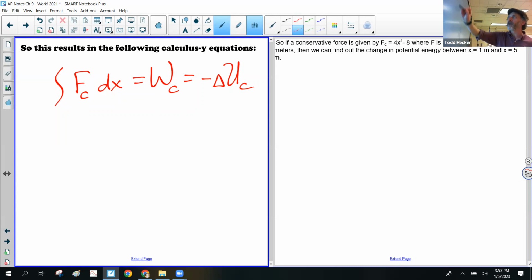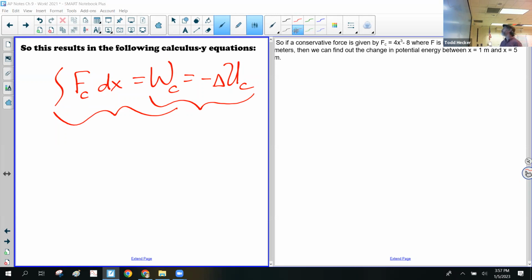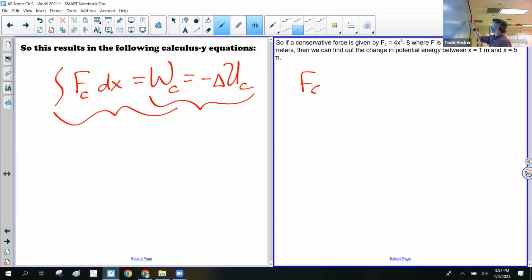I want to emphasize that we still have this property that if you integrate a force, it gives you the work done by that force. The additional thing we now know is that the work done by a conservative force is the opposite of the change in potential energy. Okay, so suppose a conservative force is given by Fc equals 4x cubed minus 8, where F is in newtons and x is in meters. You can find the change in potential energy between these two positions.